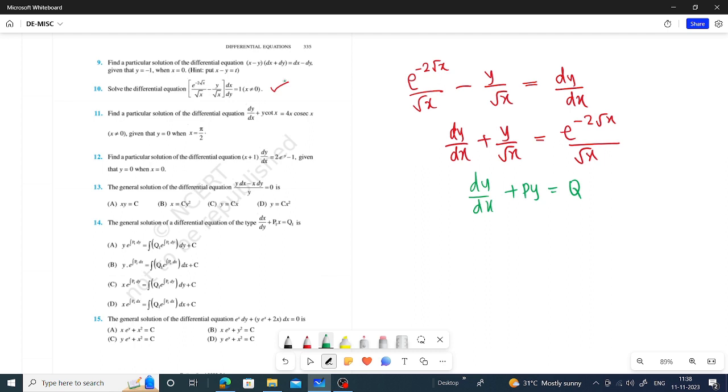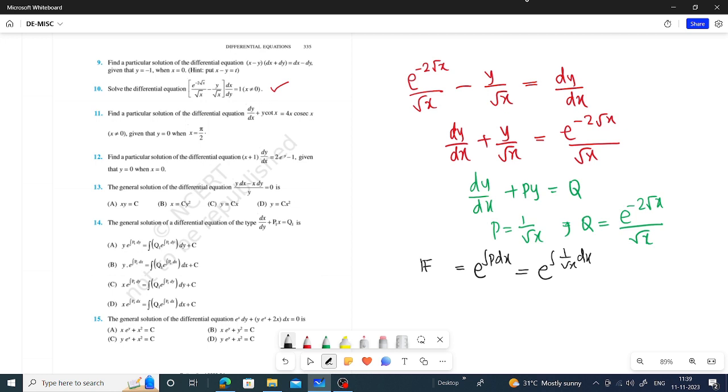So here if you compare with dy by dx plus Py, P is equal to 1 by root x, and Q is equal to e raised to minus 2 root x by root x. Now the procedure is that we have to find the integrating factor. Integrating factor is equal to e raised to integral P dx, which here is e raised to integral 1 by root x dx, right?